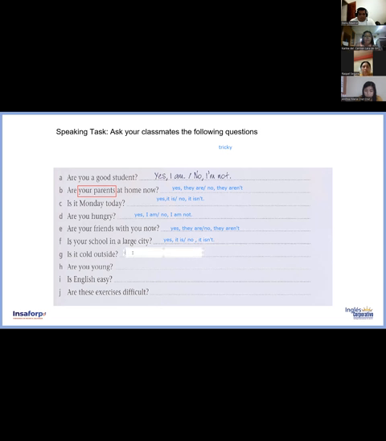Two breakout rooms. What do you do? Okay, in that part it is: what do you do? It is what you do. For example, I am an accountant, I am a teacher, I am a doctor, what you do. I am a student also. You can say that. Let's go.